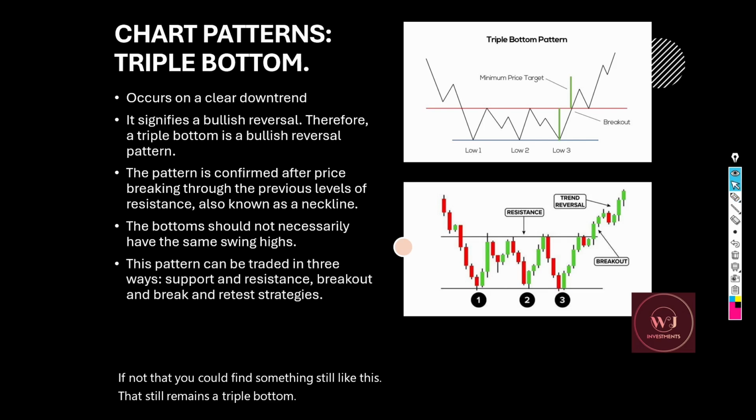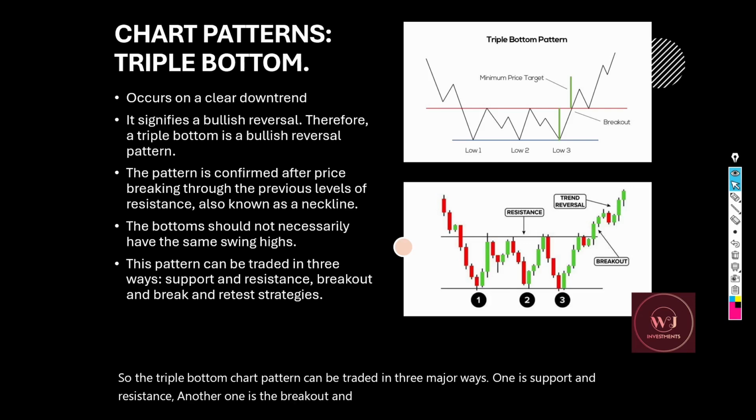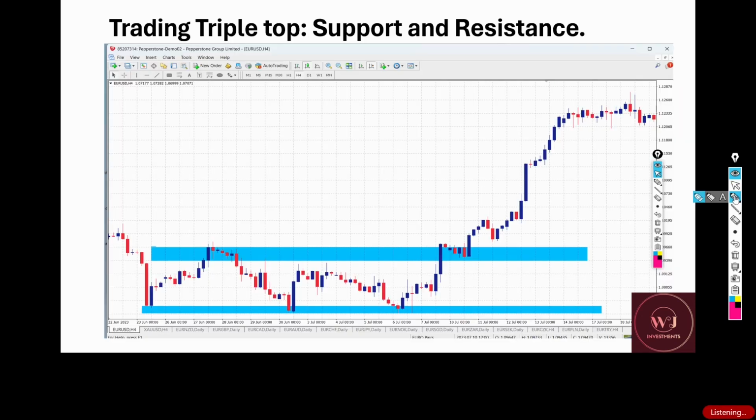So the triple bottom chart pattern can be traded in three major ways. One is support and resistance, another one is the breakout, and another one is break and retest strategies. The first strategy we are going to be looking at is the support and resistance trading strategy.